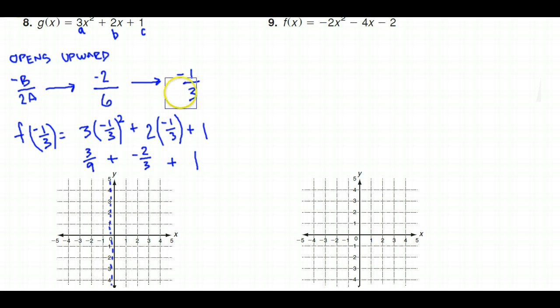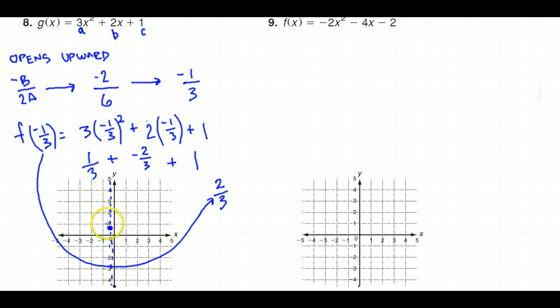Okay, I'm going to erase this 3/9 and change it to its lowest terms. 3/9 is the same as 1/3, so I'm going to make it 1/3 so I have common denominators. So that really was 1/3 plus a negative 2/3, which ends up being negative 1/3. And negative 1/3 plus 1 is 2/3. So my f of negative 1/3 is 2/3. That means my vertex is at the value 2/3, so it's somewhere right in here.